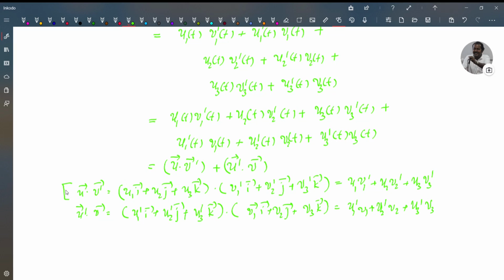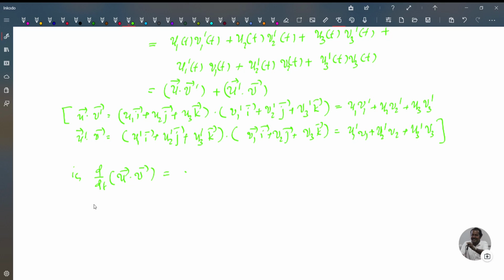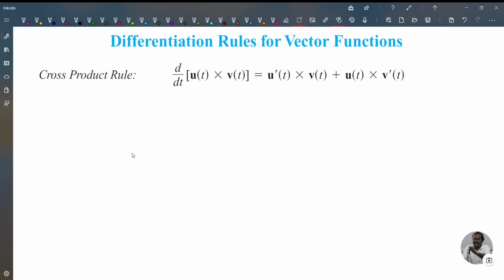So from these two equations you are getting that d by dt of u dot v is equal to u dot dv by dt plus du by dt dot v. Since dot product is commutative, you can reverse the order also, no problem. Now we prove the cross product rule.